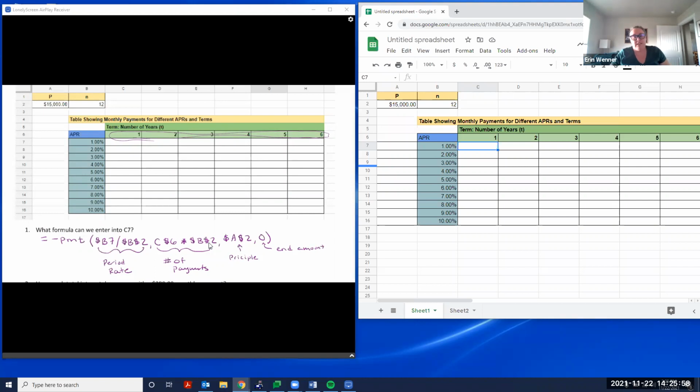So what Google Sheets does is it takes all these pieces of information and it calculates out using basically that payment formula we use, but it goes on behind the scenes, okay?